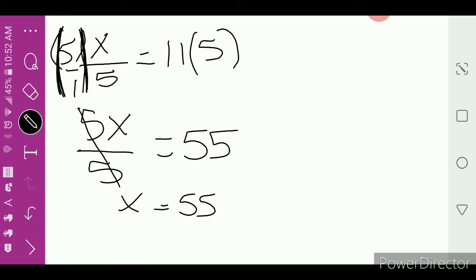And again, I can check my work. I can say 55 divided by 5, and that's going to leave me with 11, because 5 goes into 5 once, and 5 goes into 5 once, and I'm left with 11. Same idea. Don't be lazy. Do the work. Show your work so you can get full points on this.